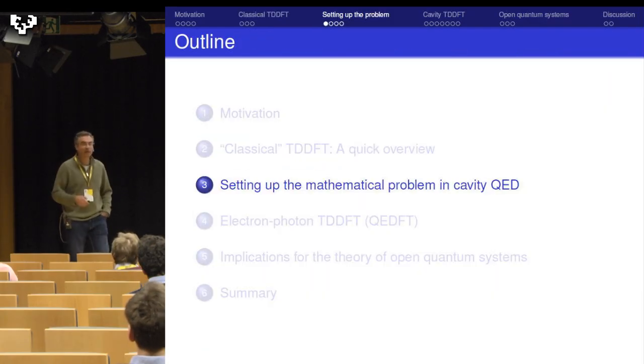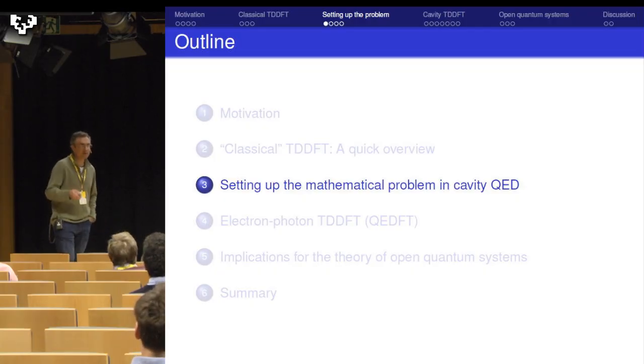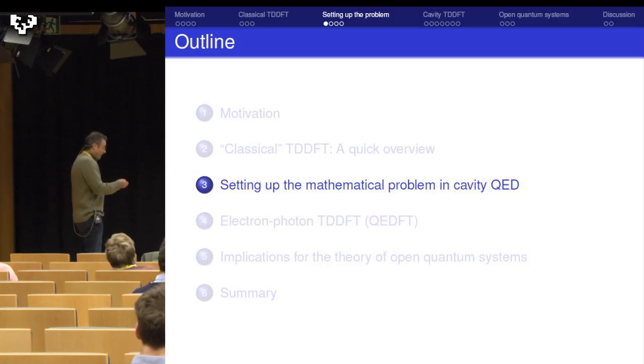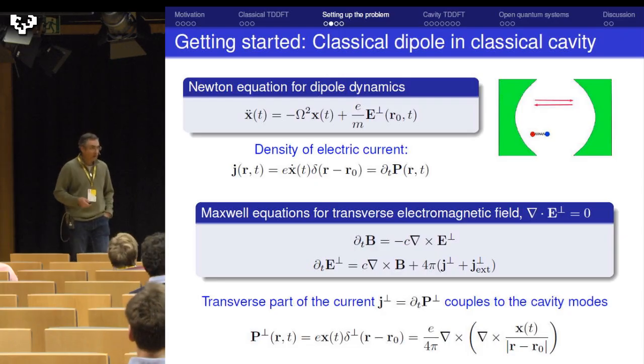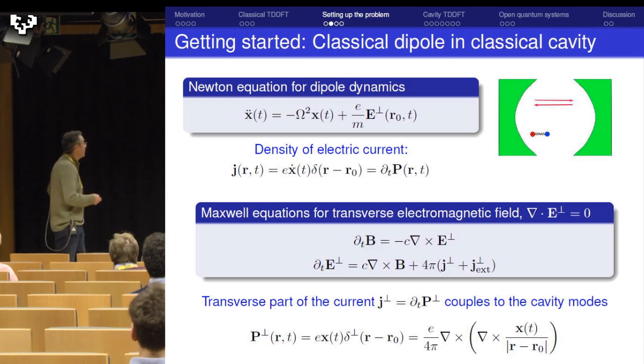So now let us switch to a more complicated system and include the other degrees of freedom, in particular the electromagnetic degrees of freedom in the context of cavity QED. I start with the simple example of a classical dipole in a classical cavity. So I have a cavity which supports a number of transverse electromagnetic modes and a dipole, say an electron attached by a spring to an ion, which is sitting inside the cavity.